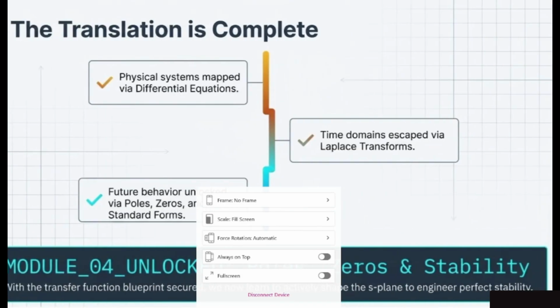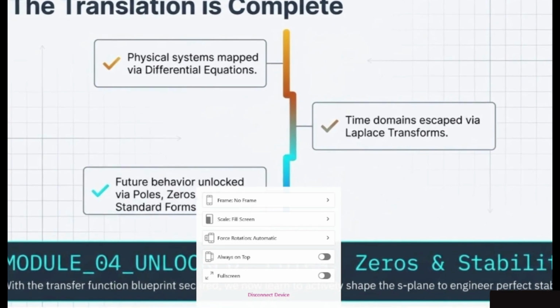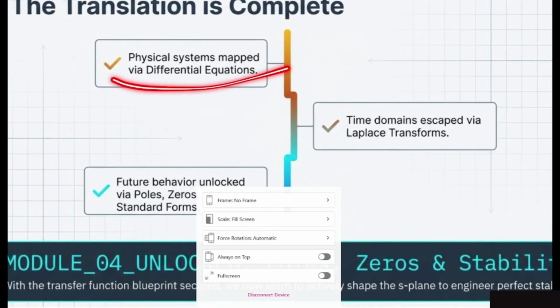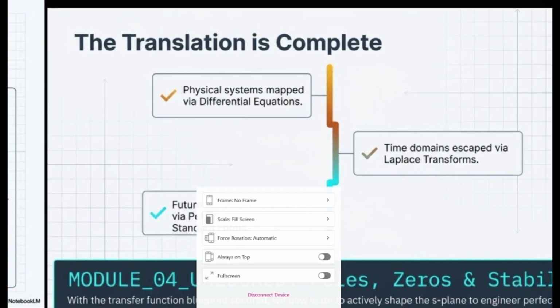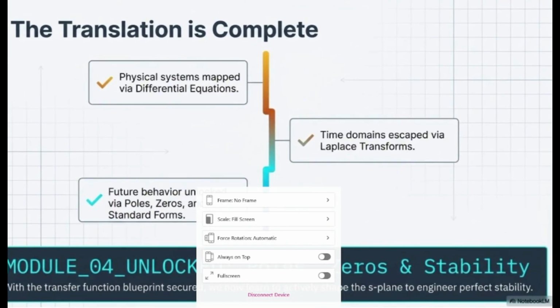So the translation is complete. Right now, what do we have? We have a physical system mapped by a differential equation. For example, we had our circuit. Then we have the time domain escaped by a Laplace transformation. We have the time domain from the calculus. We just moved to algebra, and the future behavior is going to be unlocked via poles, zeros, and standard forms that we are going to touch on.